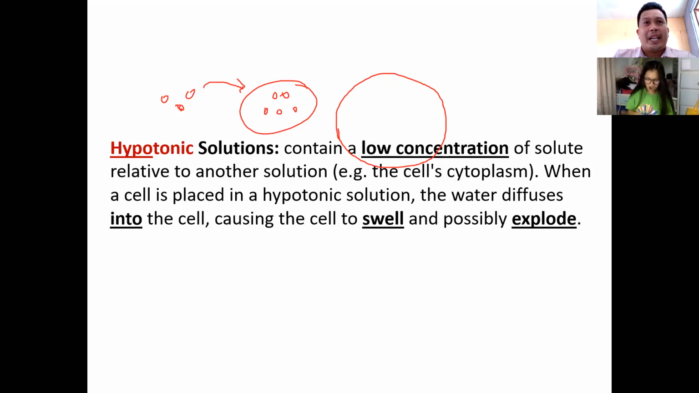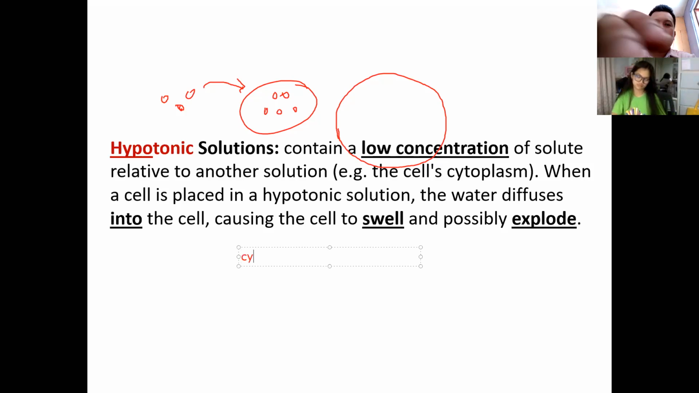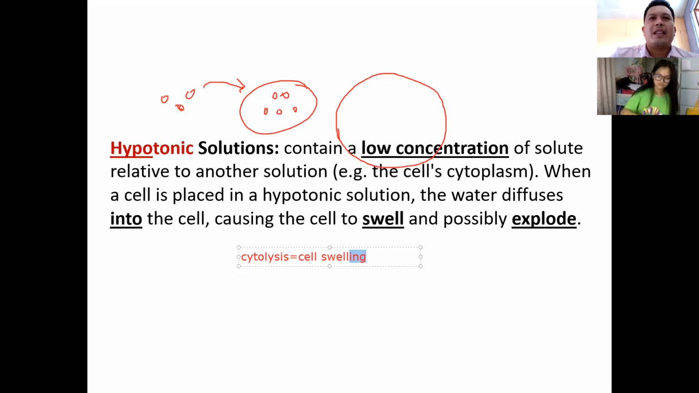The term there for when water molecules are more in the inside rather than in the outside is called cytolysis. Kanina the term is plasmolysis. Karon the term is cytolysis. That's the medical term for cell swelling. But in layman's terms, what we usually use is cell swelling, not cytolysis. But the medical term there, perhaps it might come out in an exam.